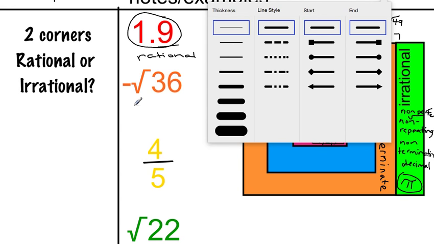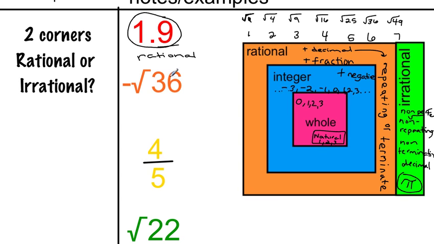Let's look at the next one. The next one is the negative square root of 36. Well, the square root of 36 is 6, and I want the opposite of that. So I have negative 6. My son does not naturally count negatives.